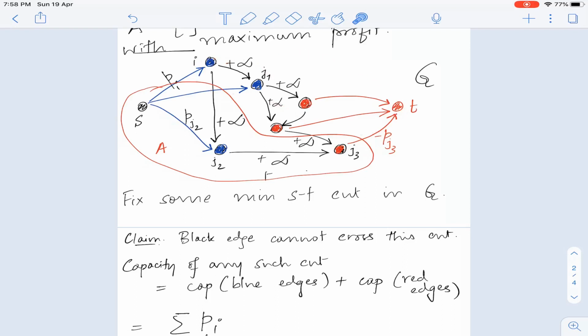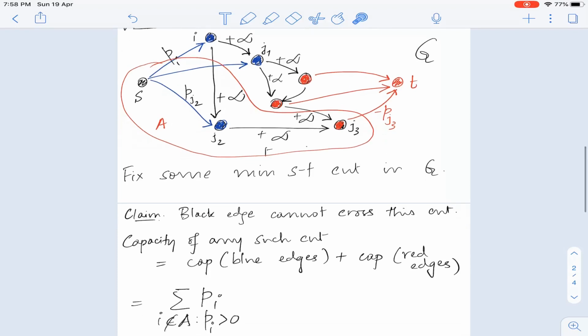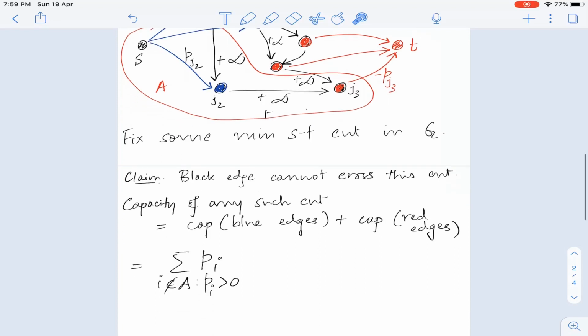So they belong to the other side of the cut. They do not belong to A, and they have positive capacities. So this is the total capacity of the blue edges. However, the red edges, it's just the converse, right? These would precisely be the edges from the red vertices that are inside A to the sink T. And what is the capacity? Well, the capacity is minus of the profit. So let me write this as plus minus of summation Pi, where i belongs to A and Pi is less than 0.